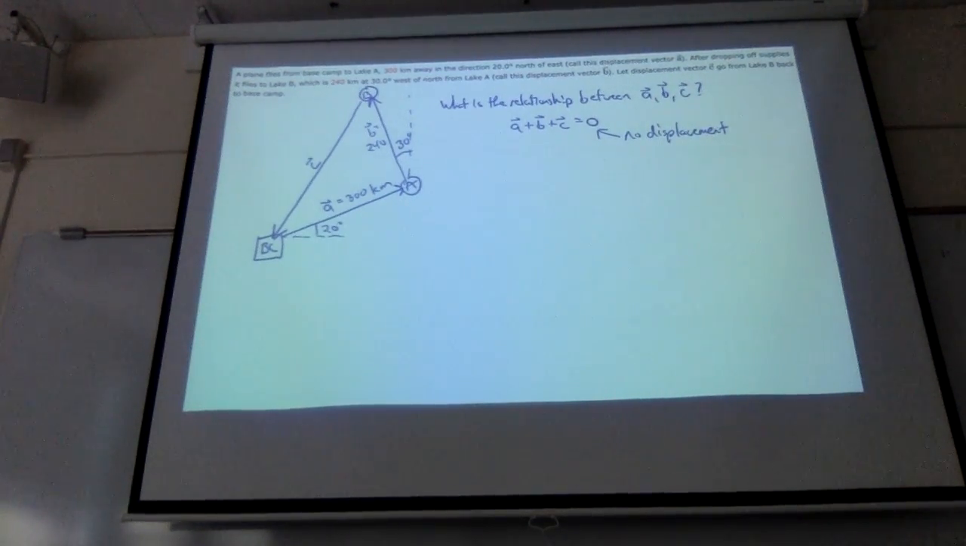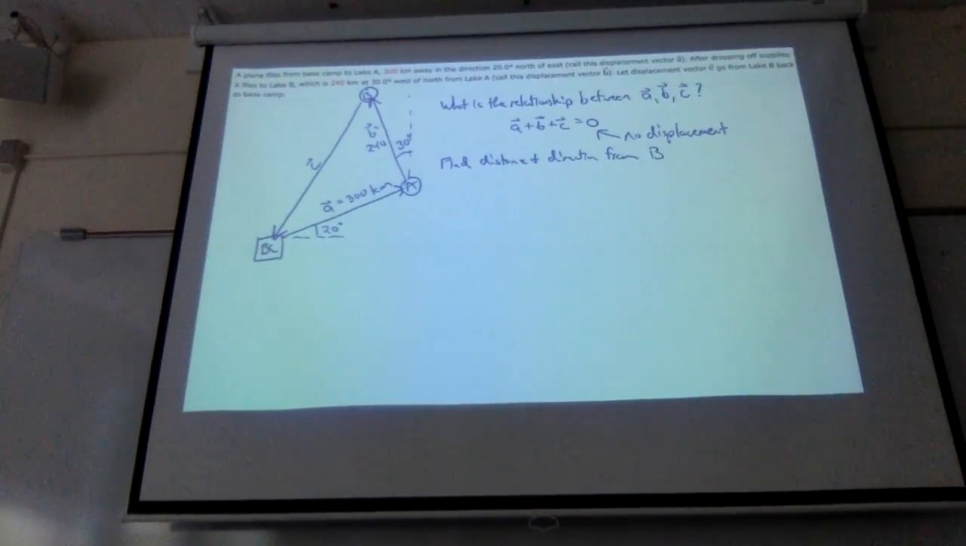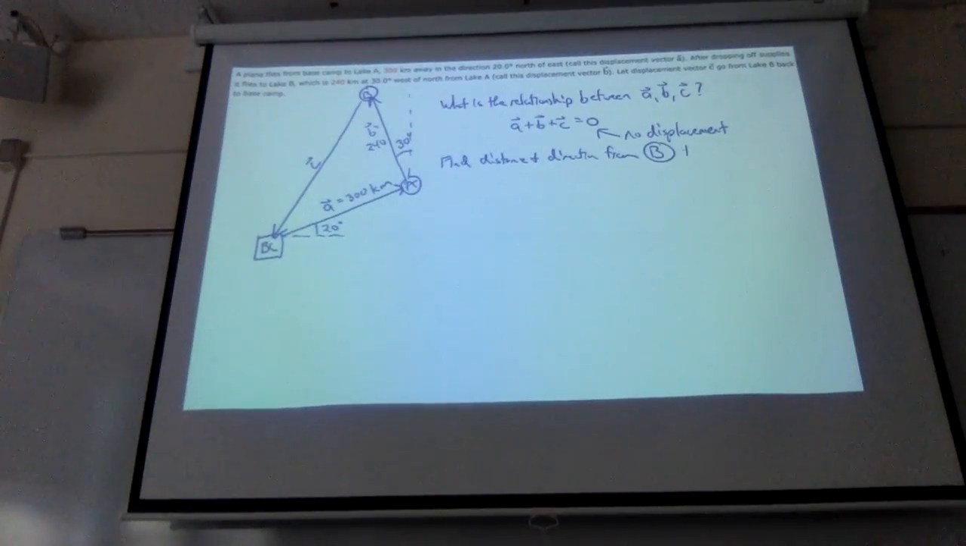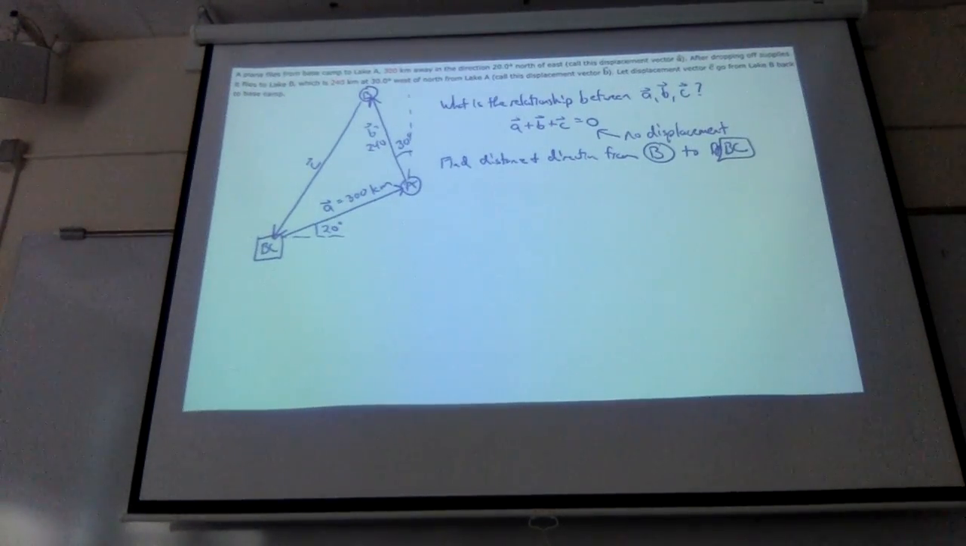So, here's the thing. The second part of this problem is find the distance and direction from Lake B to base camp, back home. Find the distance and direction from B back to base camp. In other words, we're trying to find that vector C, whatever that may happen to be.